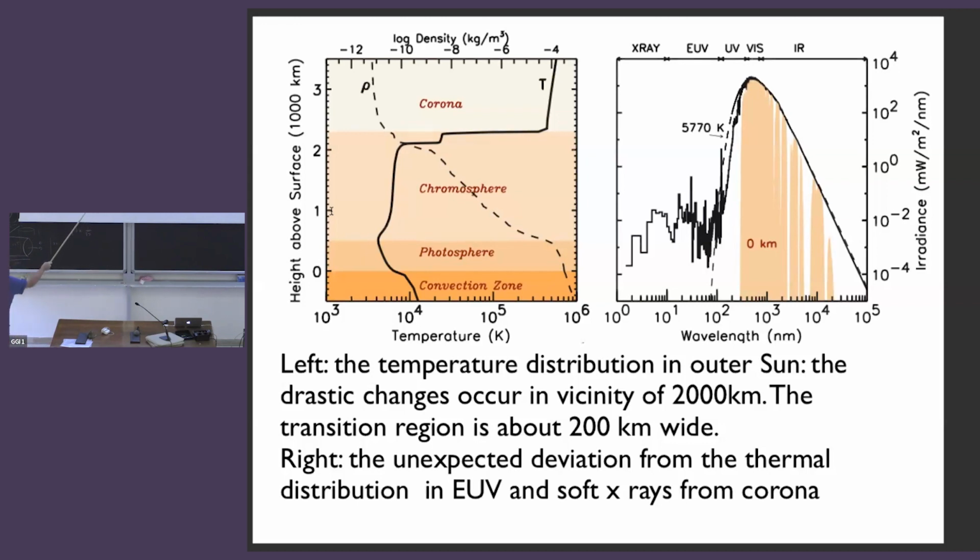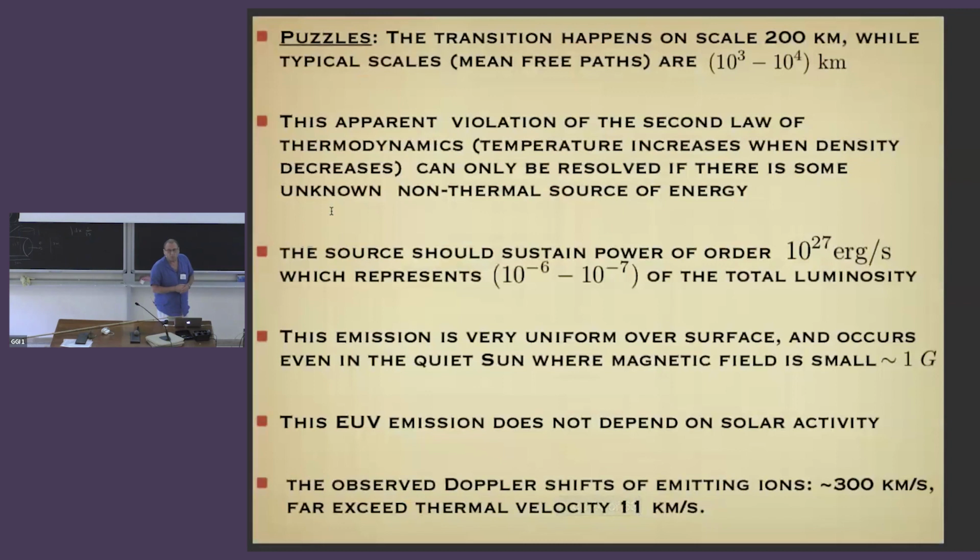And here is soft X-rays and extreme UV. The width is not more than 200 kilometers, it's less. That's exactly the way people call this puzzle, the heating puzzle. The way Parker wanted to resolve this puzzle is a very nice and long story, but before I get to the story, let me formulate essentially what people observed.